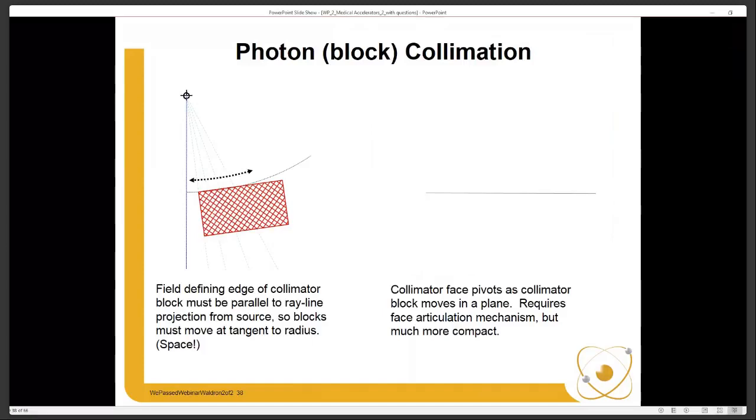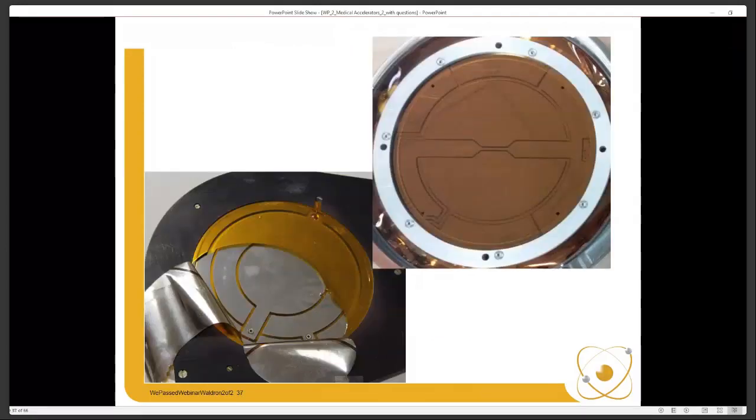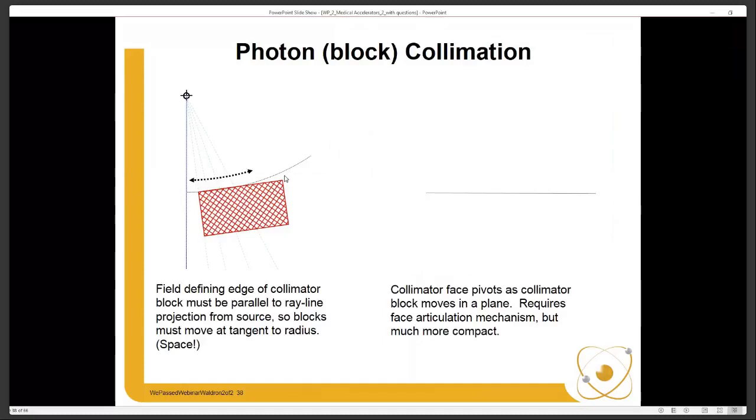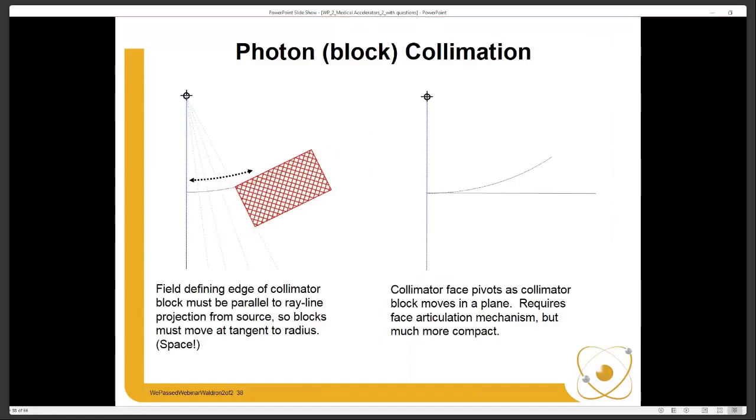So as I said earlier, the field defining edge of the collimator must be parallel to a ray line projected from the source. So the blocks must move at a tangent to the radius. This takes up a lot of space in the head of the machine. So if this block has to move, we can look at the amount of space occupied by this top corner as we move the block. We can see it really needs quite a lot of vertical room. So if I double that, I have a lot of room.